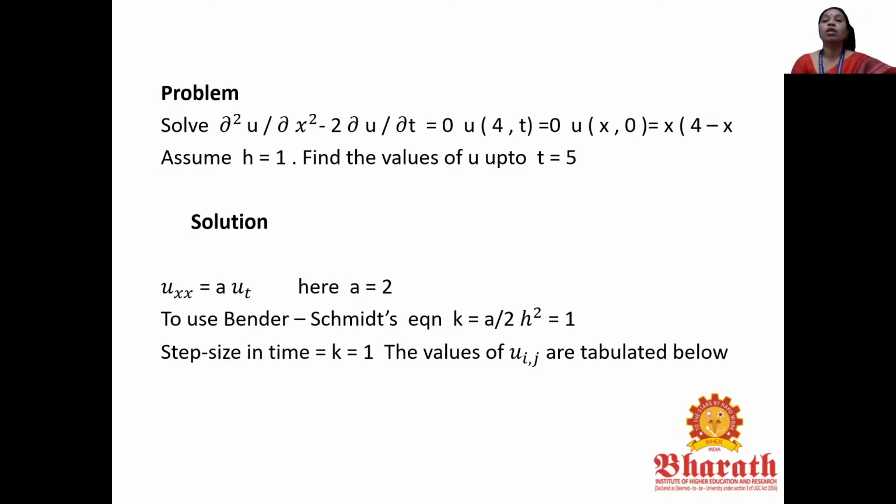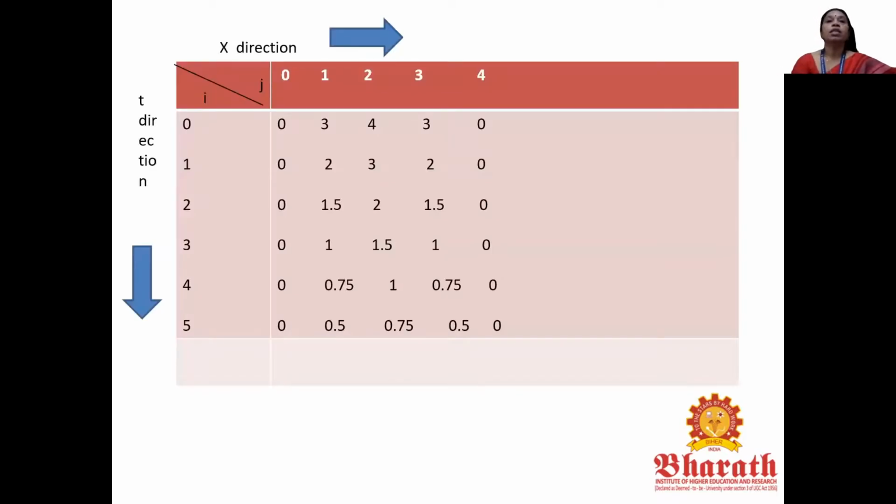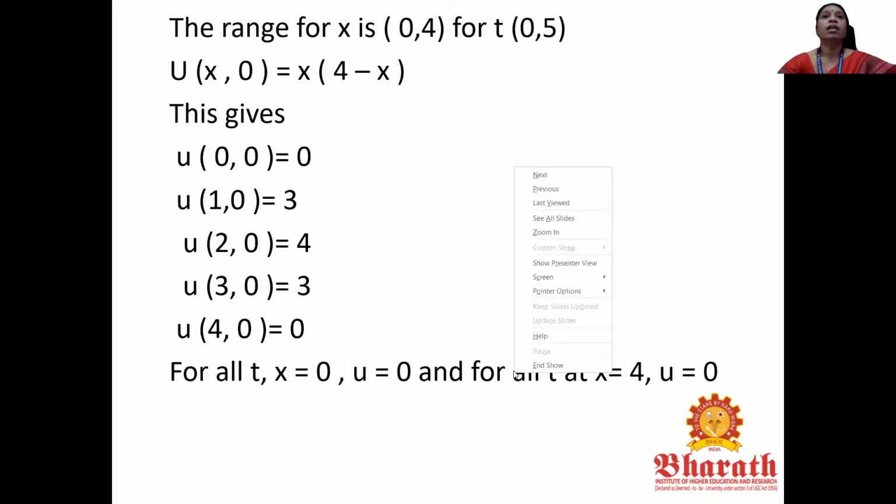So the values of U of I comma J are tabulated below. That is, we are forming a table. This is your X direction and this is your T direction. And your I varies from 0 to 5 and your J varies from 0 to 4. So taking the previous slide, the range for X is 0, 4. For T, it is 0, 5.